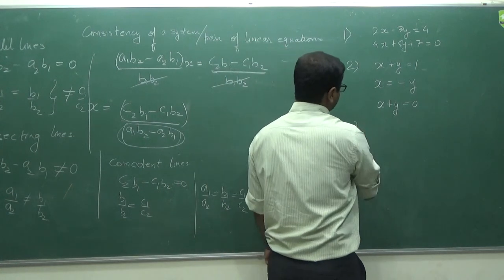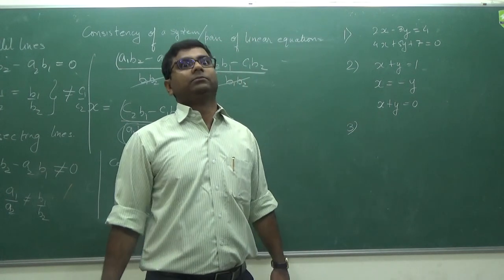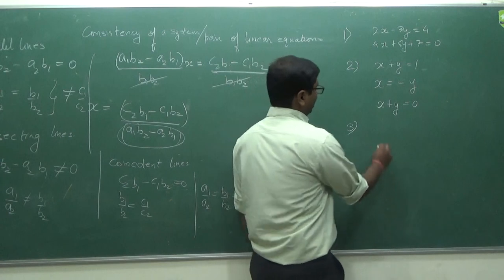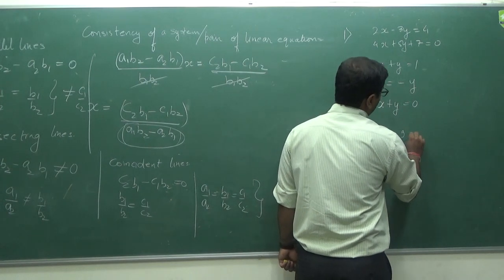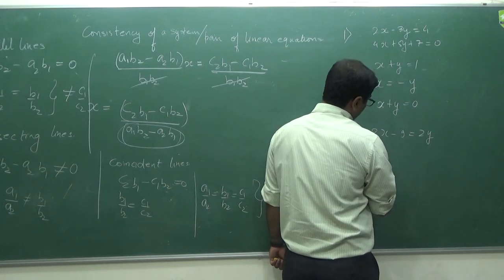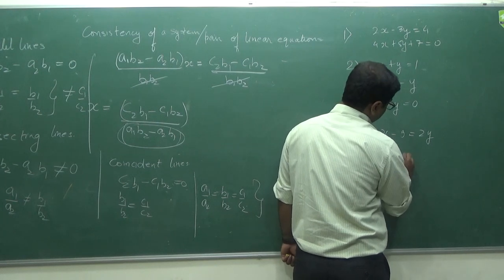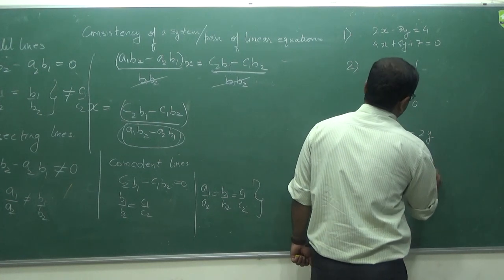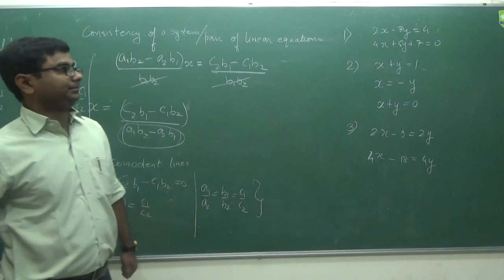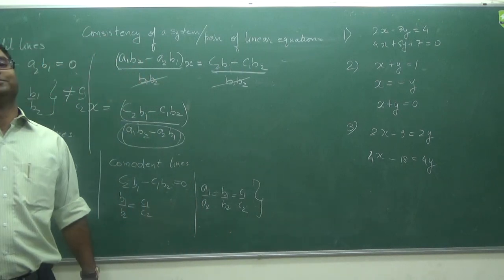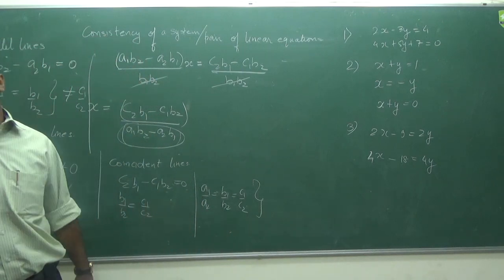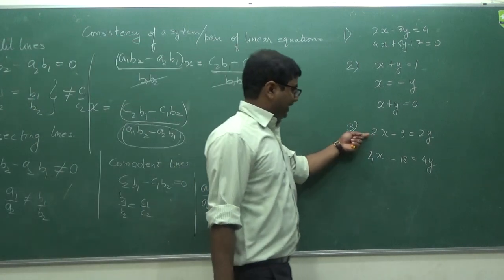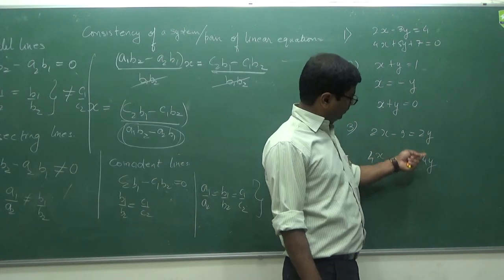Third. Now. 2x minus 9 equals 2y. 4x minus 18 equals 4y. So it's coincident. Yeah, there are infinite solutions. Infinite solution? Yes. Why? Because x coefficient 2 by 4.